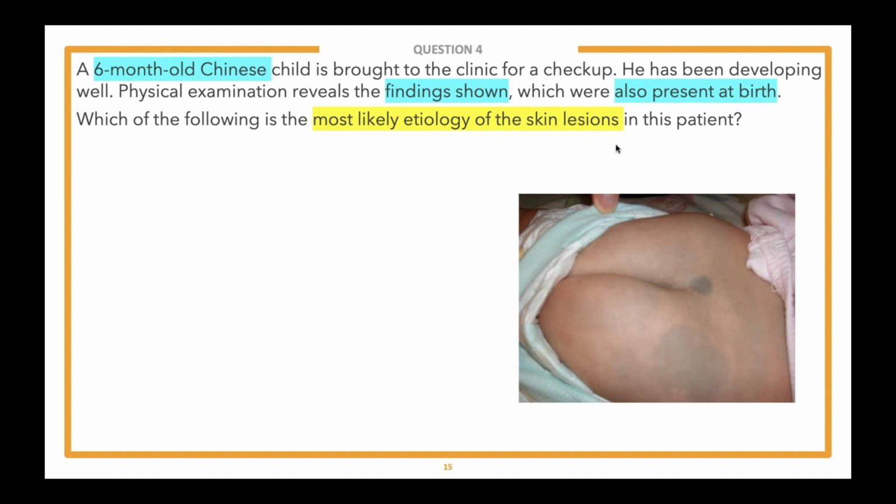So how many steps is this question? Well, one, I think we need to figure out what these skin lesions are, and then two, what is the etiology, what's the pathogenesis of those lesions? So probably a 2-step question here. Let's take a look at those answer choices.